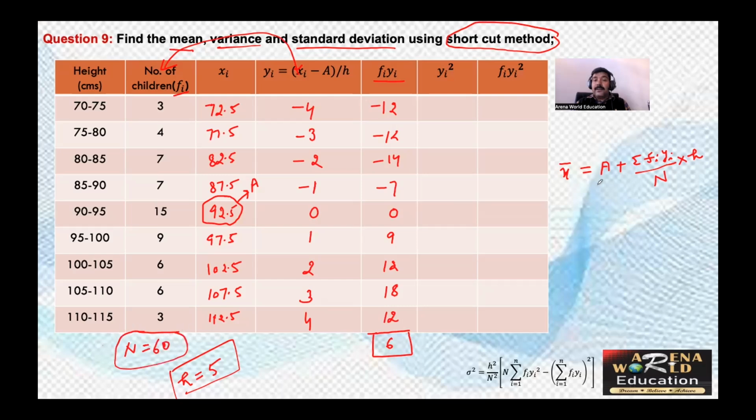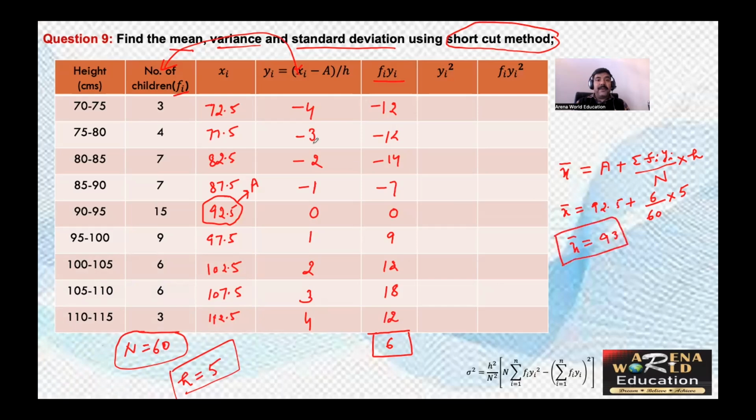Right? Now, easily we can find mean. So mean will be equal to 92.5 plus 6 upon 60 multiplied by 5. Now, after solving, you will get your required mean, and that is equal to 93.